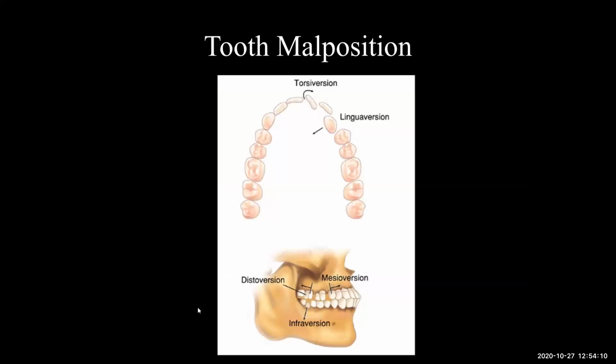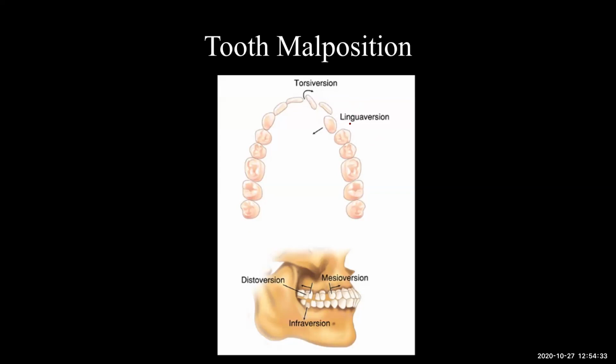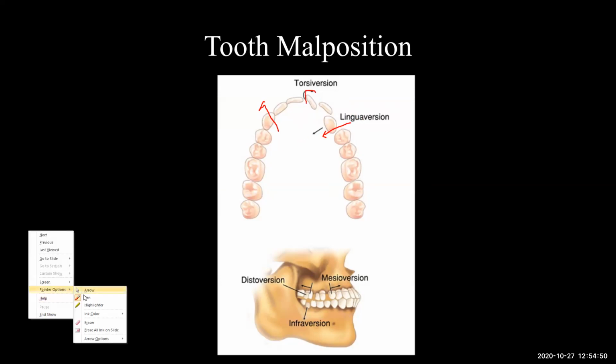Tooth malpositioning. When we get into occlusion a little bit more, we'll talk about versions, torsoversion, lingual version. Is the tooth completely out of alignment or is it rotated? If the tooth is completely out of alignment, then it is a version. So this would be lingual version. And then buccal version or facial version would be coming out the other way. Torsoversion is when they're twisted. That means it's a rotated tooth.